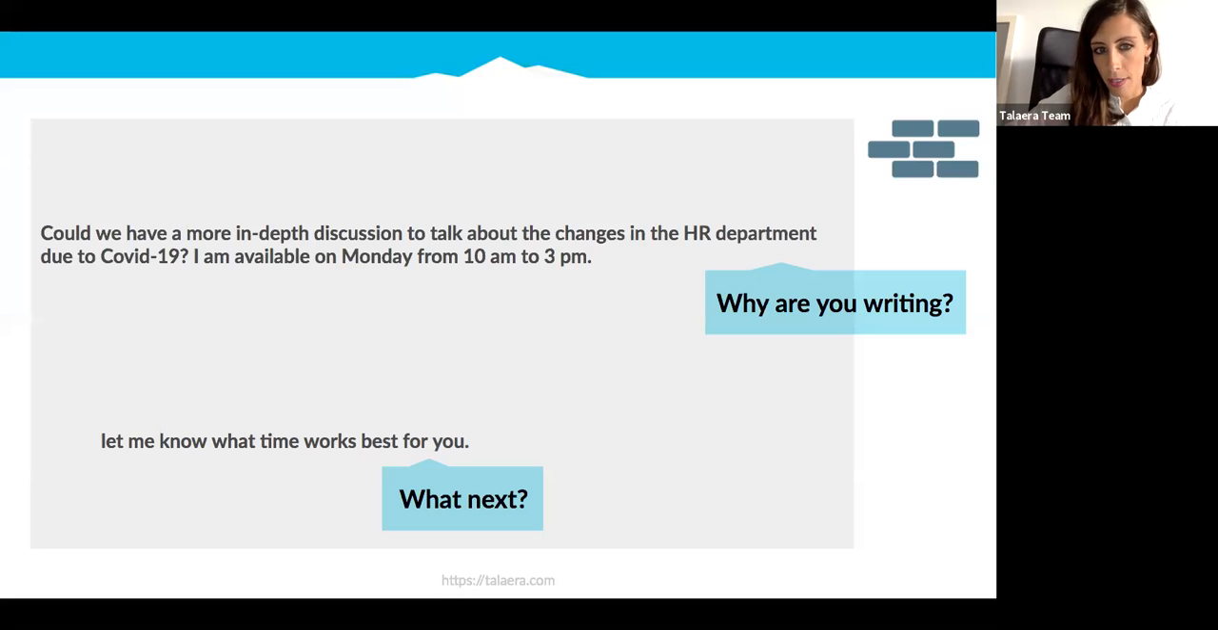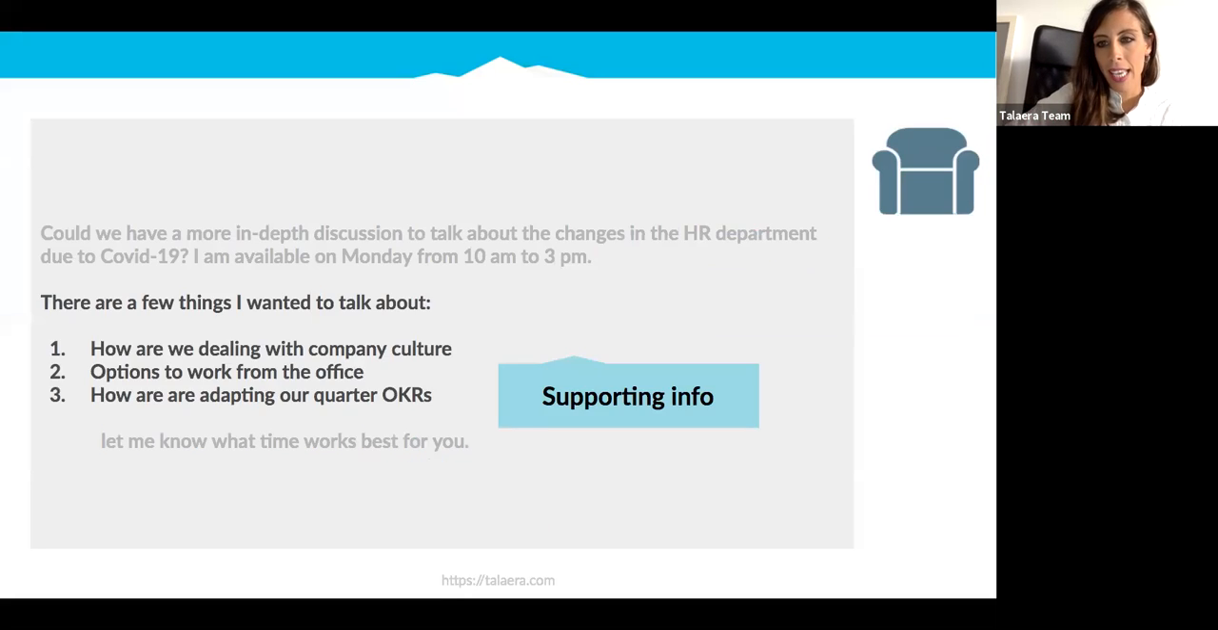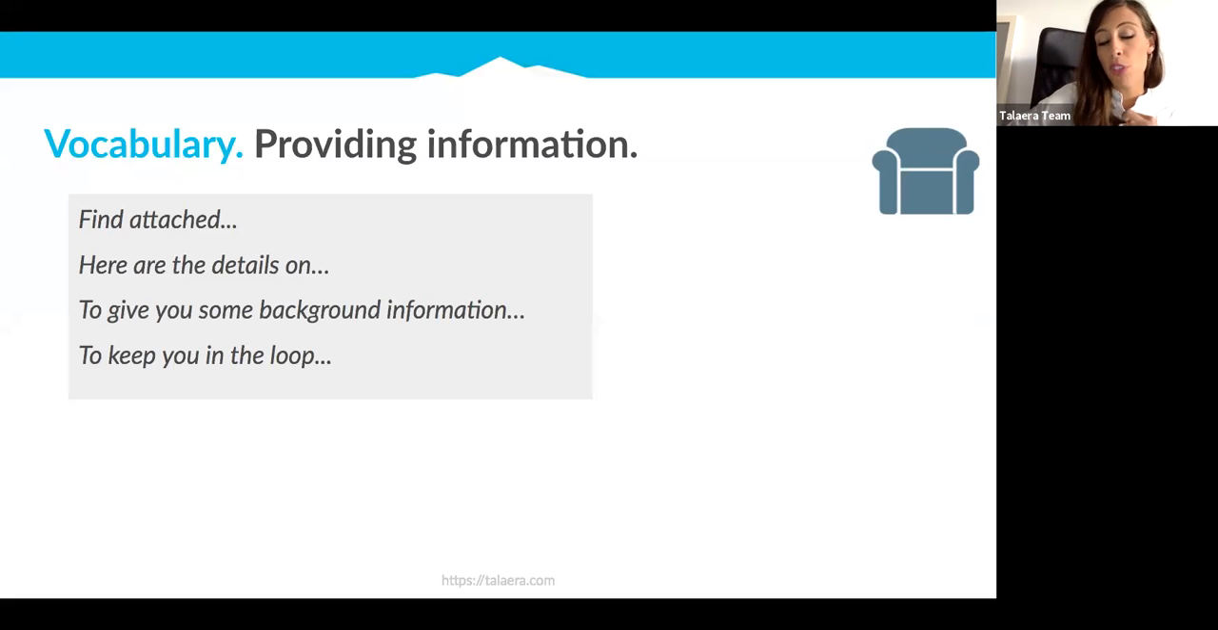So again, that's the walls, and we have them. And now we need the furniture. What's supporting information? Where in this email, we wanted a more in-depth discussion. Maybe you want to tell them what you want to talk about. For example, there are a few things I want to talk about, and then you have 3 points. To provide information, sometimes you have an attachment, and you can just say find attached, or here are the details on, or to give you some background information, or to keep you in the loop, which is the same as to keep you informed, and is super common nowadays in business emails.